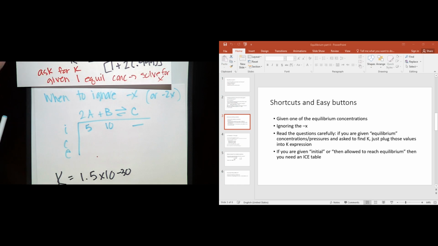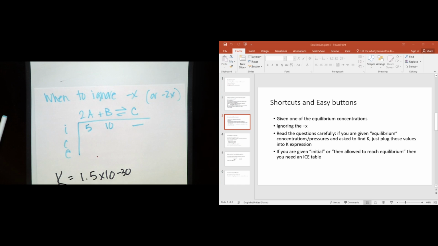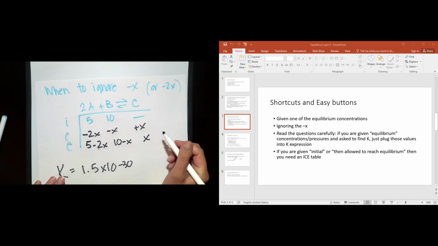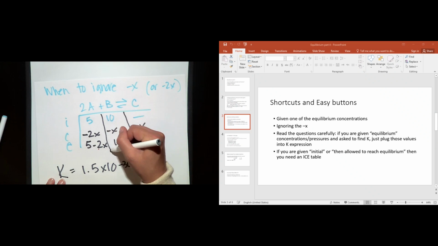Okay. When we are starting with reactant and have a very small K, like, I don't know, I'd say like 1 times 10 to the minus 3 or smaller, we can actually ignore the minus x. So that's minus 2x, that's minus x, and that's plus x. So 5 minus 2x, 10 minus x, and then x for C.